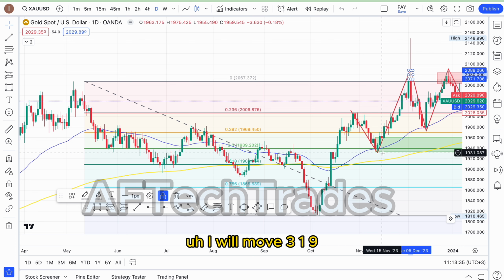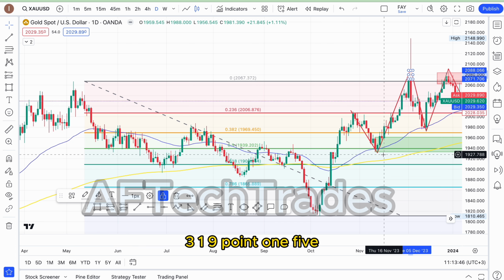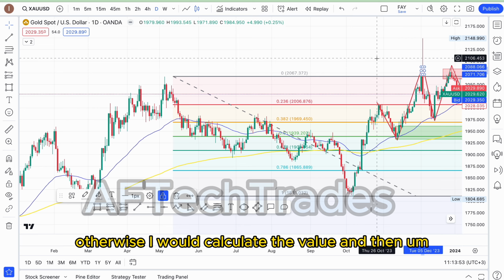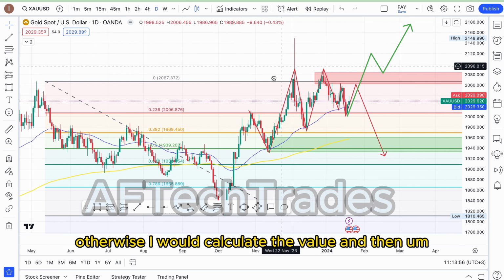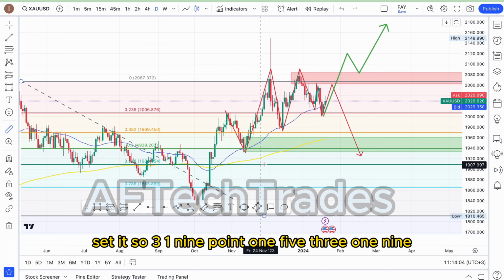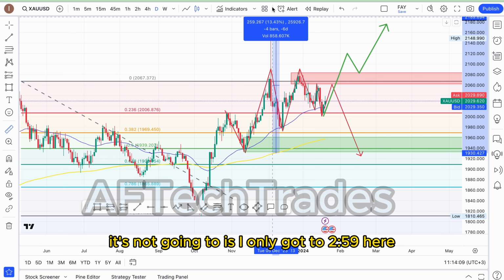I will move 319.15 as my next target after it breaks this region. Let's see if I can measure it on the screen. Otherwise, I would calculate the value and then set it. So from here, let's calculate 319. It's not going to work, I only got to 259 here.